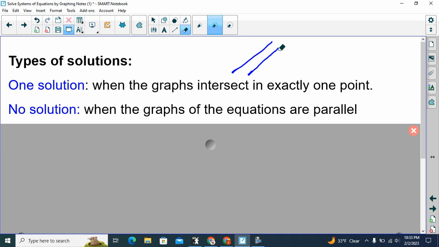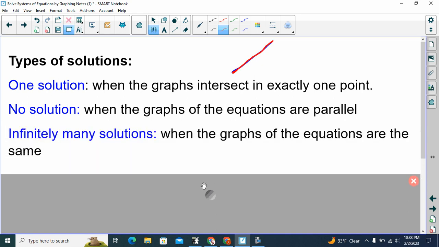And then finally, it's possible that I graph my first line and it looks like that, and then I graph my second line and it lines up right on top of that first line. They wind up being the same line. When that's the case, those two equations cross each other at all of the points on the line. There are an infinite number of solutions. We state infinitely many solutions. And the graphs of the equations are the same. So if we get the same graph for both equations, we state that there are infinitely many solutions.